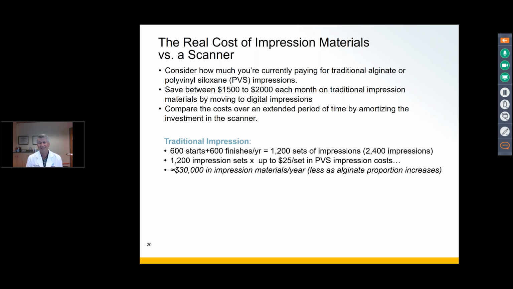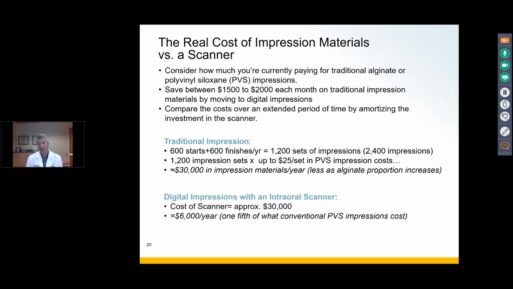1,200 impression sets could be up to $25 per set in PBS, probably maybe half of that in alginate. So if you were using PBS for all of that, you could consider $30,000, maybe $15,000 to $30,000 considering alginate and PBS per year. So then what do you spend on a scanner? Maybe potentially it costs a scanner somewhere upwards of $30,000 to $35,000. If you consider $30,000, well, amortize that over 5 years. That's $6,000 per year versus $30,000 a year in impression material.